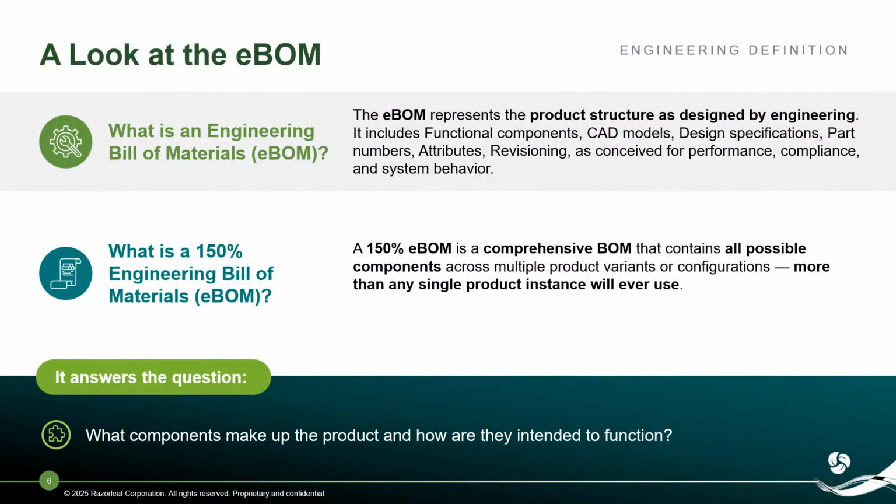In this session, we'll explore the fundamental roles of eBOM and mBOM, and examine how configurations and collaboration across engineering and manufacturing teams shape them. The eBOM includes CAD models, design specifications, attributes, and revision components to meet performance, compliance, and system behavior. It answers the question: what components make up the product and their intended functionality? There are two main concepts we will use today, the 150% eBOM and the 100% eBOM.